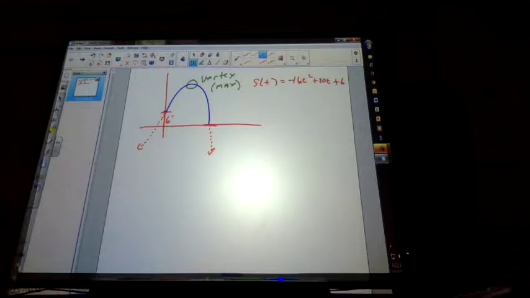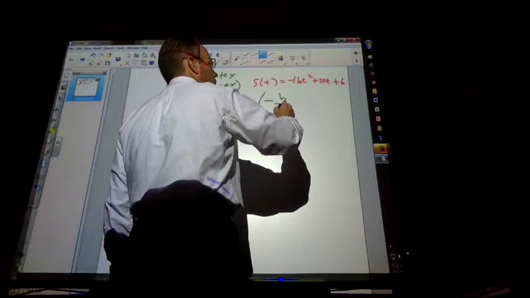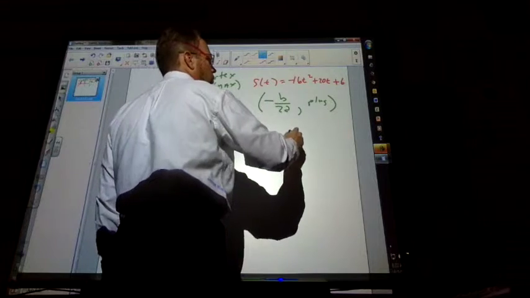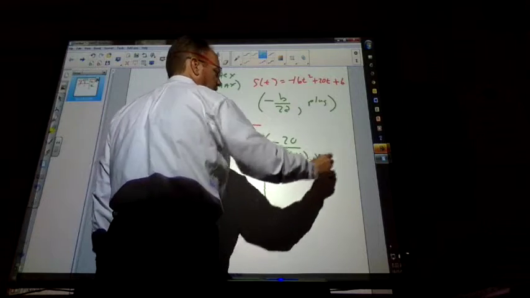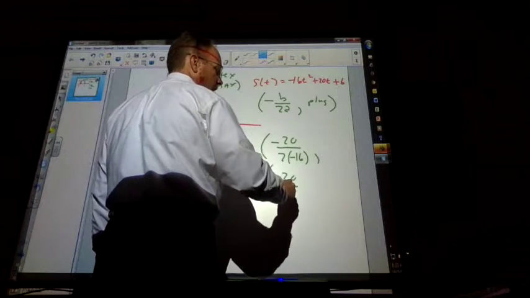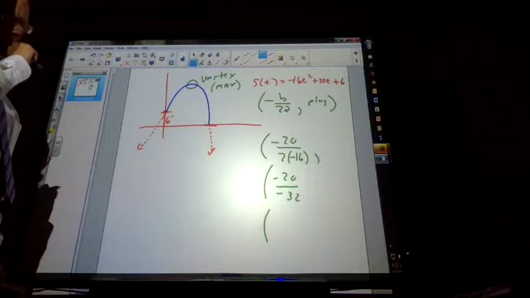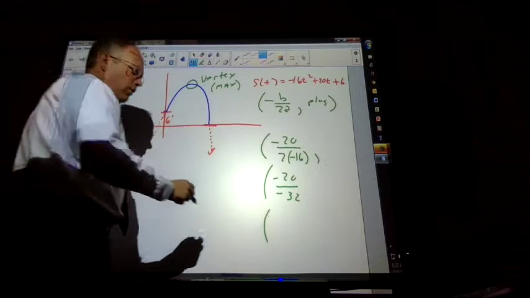Okay? So I talked to you guys yesterday about finding the vertex of a parabola. What's the simple first equation we use? Negative b over 2a. So I have negative b over 2a, and then plug in. Negative b, I have negative 20 over 2 times negative 16. So I get negative 20 over negative 32, so that's going to be positive. Let's see, 4 goes into both, right? So I get 5 over 8.